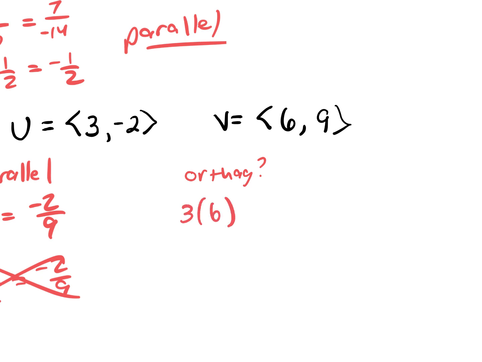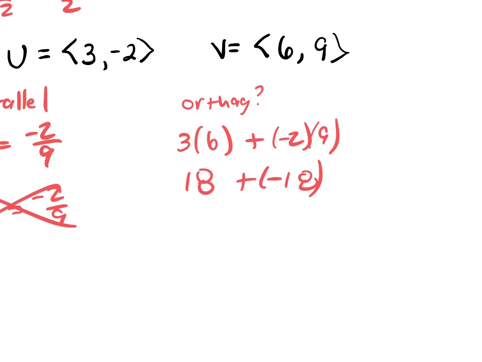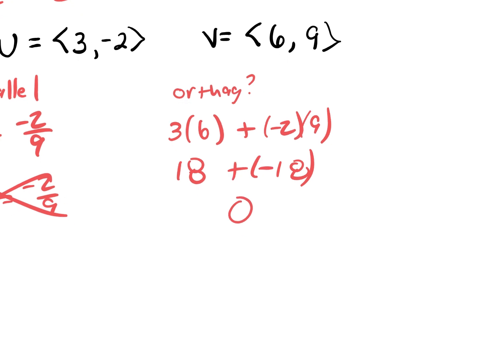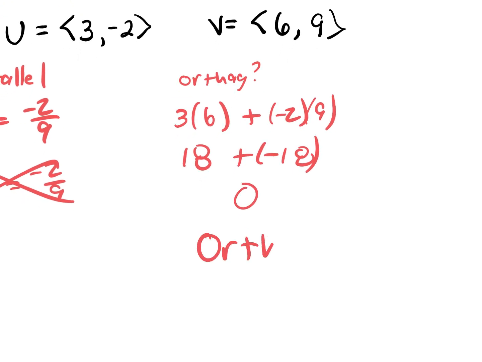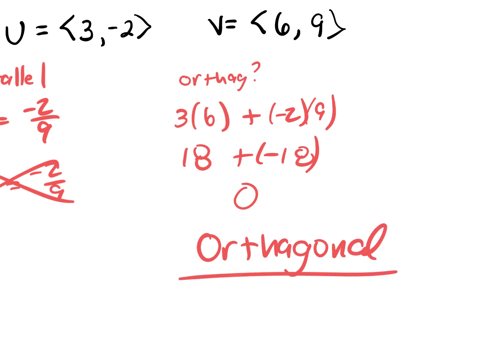3 times 6 plus negative 2 times 9. 3 times 6 is 18 plus negative 18 equals, what did you prove? That they're orthogonal. Orthogonal. That's the word we use. We're not using perpendicular.